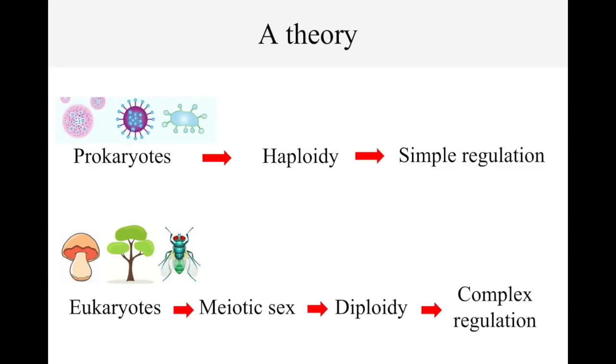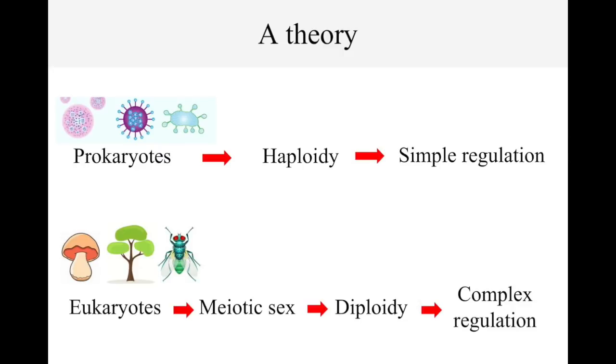And the answer, and all my talk, is just in that slide. I will spend my talk explaining this slide to you. It says that prokaryotes are haploid, I will explain the terms, this is just an overview now, and you get simple regulation. In eukaryotes, you have meiotic sex and recombination, something I'm happy that Judy mentioned in the introduction. And you also have diploidy, and therefore complex regulation.